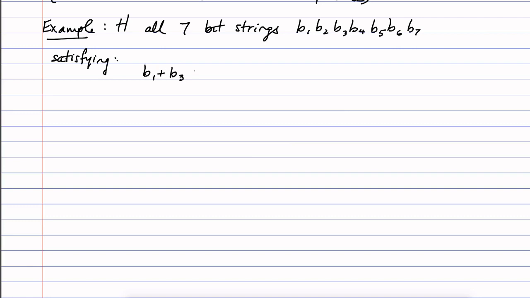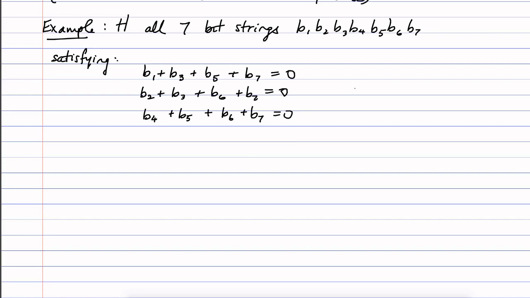B1 plus B3 plus B5 plus B7 equals 0. B2 plus B3 plus B6 plus B7 equals 0. B4 plus B5 plus B6 plus B7 equals 0. And this is all mod 2.